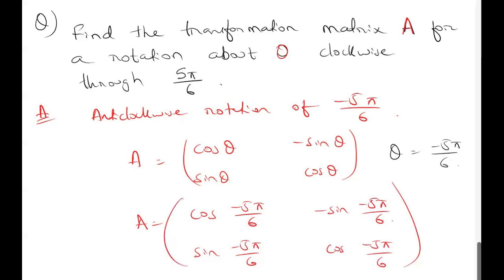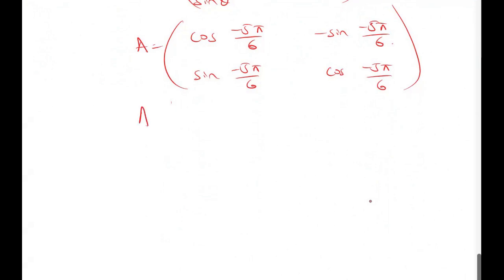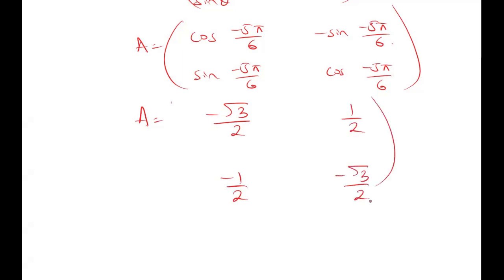So using our graphic calculator, we can find out the value for cos of minus 5 pi by 6 and sine of minus 5 pi by 6. Using our calculator, we got the values of minus root 3 by 2, minus 1 by 2, 1 by 2, and minus root 3 by 2. This is the value for the transformation matrix.